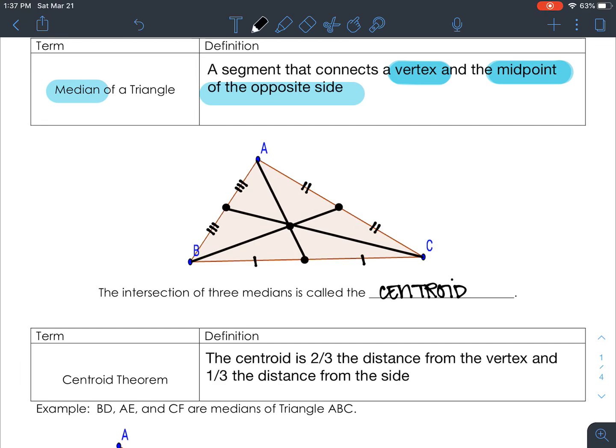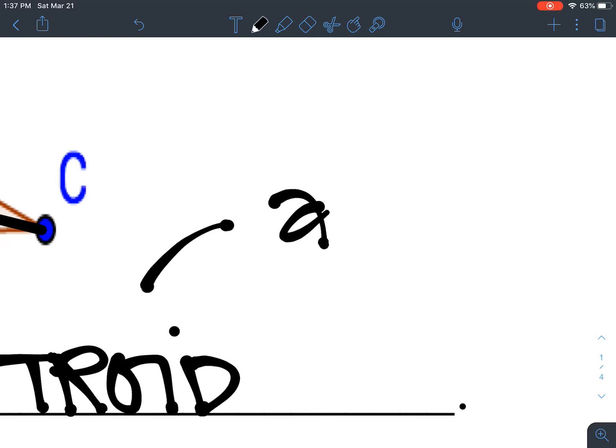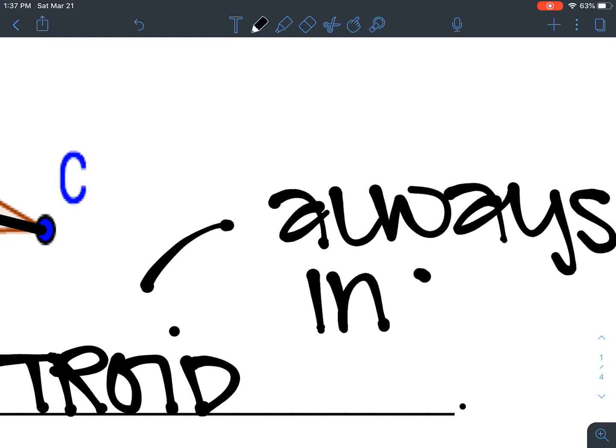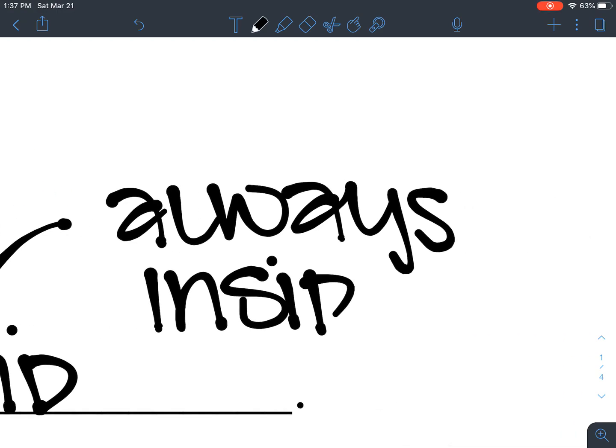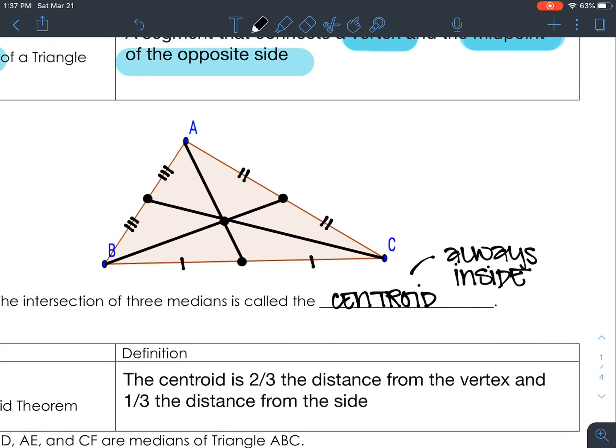But for angle bisectors, and its point of concurrency, which is the incenter, we discovered that it was always going to be on the inside of the triangle. Same idea for the median. The centroid is always on the inside. It will always be on the inside of that triangle. So if this was an always, sometimes, or never question, it is always on the inside.